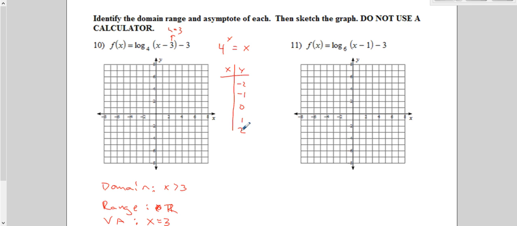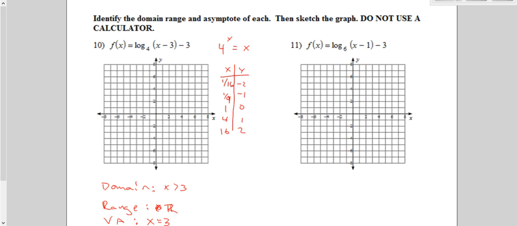And we'll start with the positives, so 4 squared is 16. And so now we're filling in for x. 4 to the first is 4. 4 to the 0 is 1. 4 to the -1 is the reciprocal of 4, so 1/4. And the reciprocal of 16 is 1/16. And when I plot these, I'm going to go 1/16, which is very, very close to the y-axis, and -2.